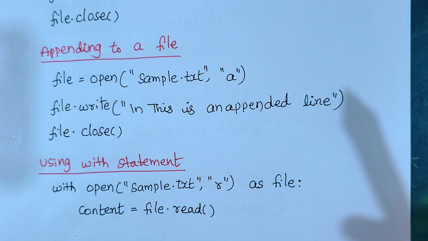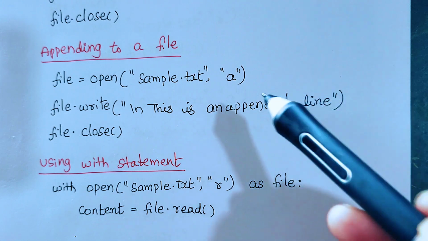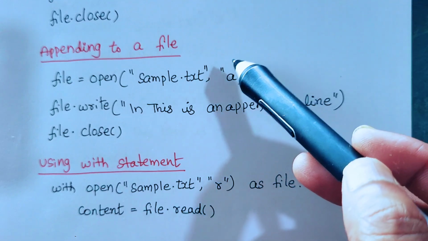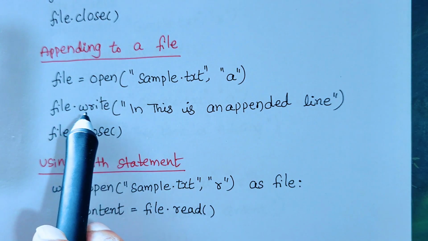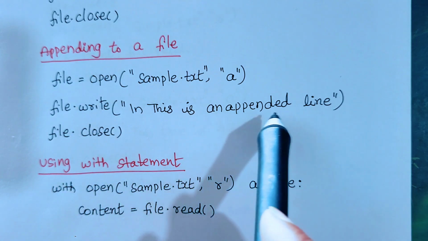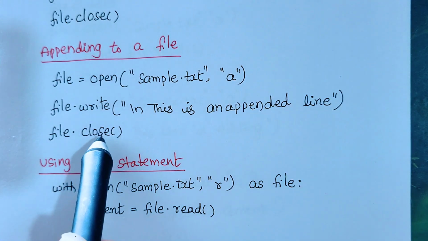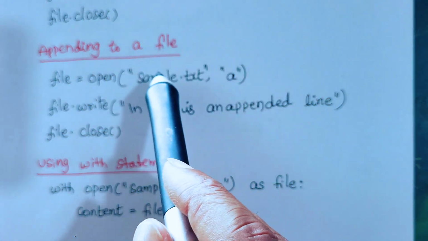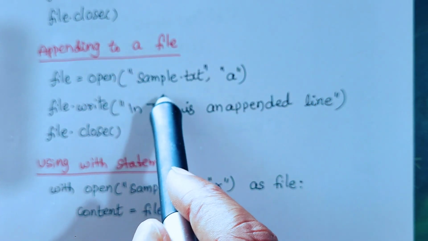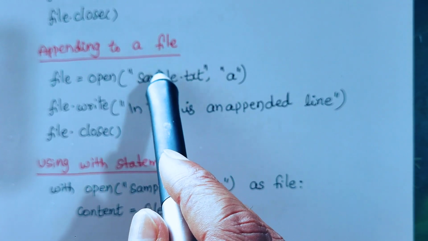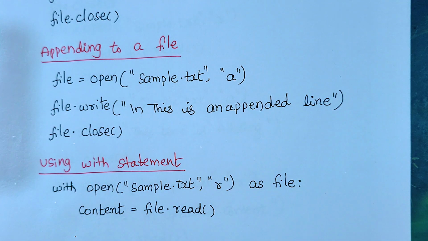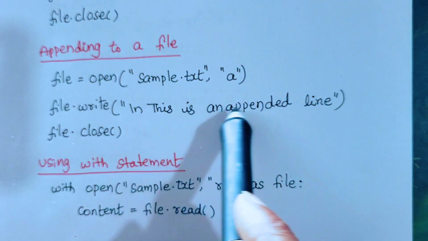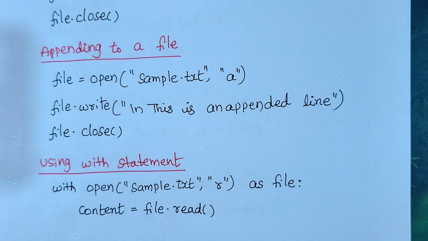If you want to add more content to the file, you can use this mode, called a, nothing but append. So file.write, this is appended line. file.close. So sample.txt has some text. Important point, remember: sample.txt is already created, and some text is there in it. I want to add this line, so I can use append mode. You must close the file.